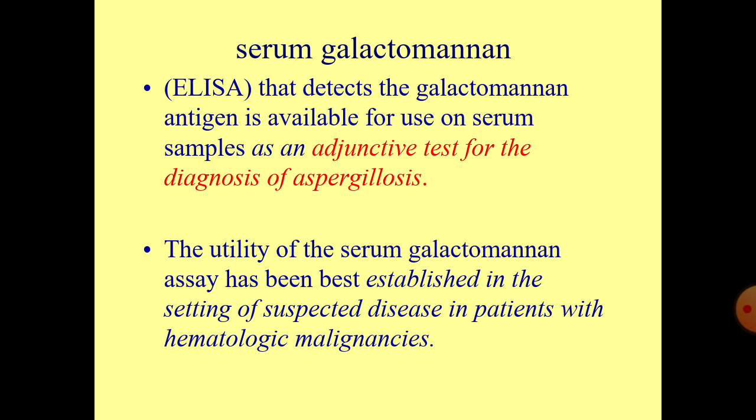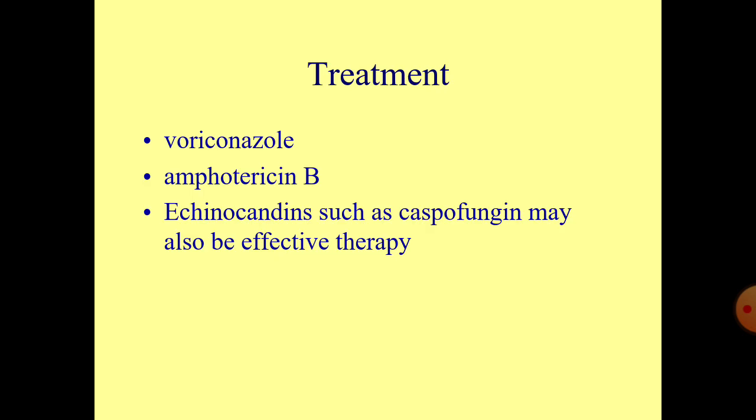And it can be used as an adjunctive test for the diagnosis of aspergillosis. The utility of the serum galactomannan assay has been best established in the setting of suspected disease in patients with hematological malignancy.